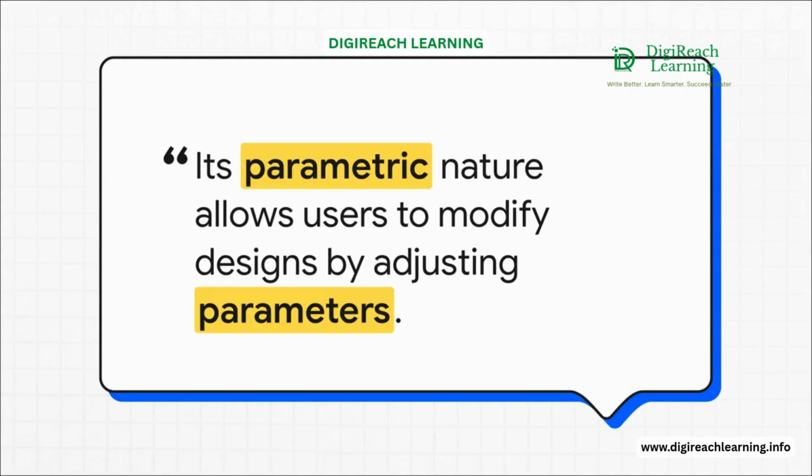Okay, so what does that even mean? It means your design is built on rules and relationships, parameters. So let's say you design a box and then realize you need it to be 10 millimeters wider. You don't redraw anything. You just go change the width parameter from, say, 50 to 60, and boom, the entire model intelligently updates itself.